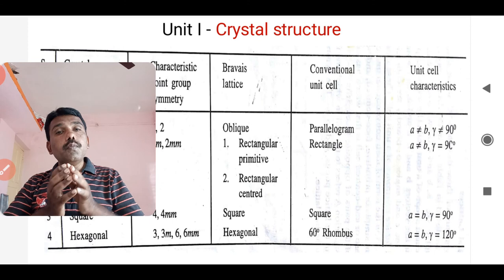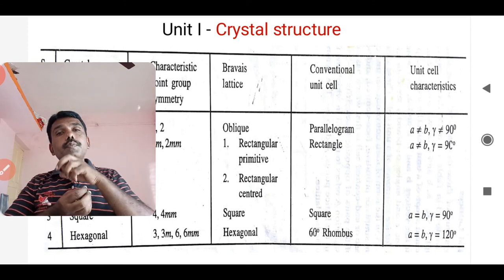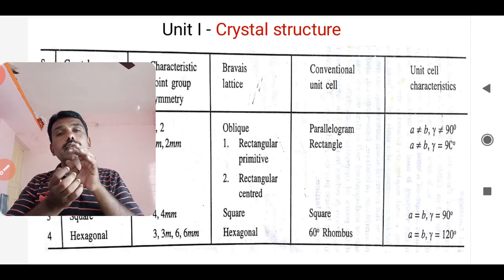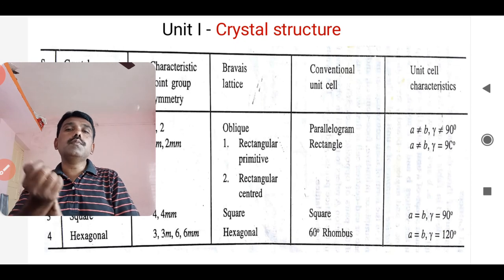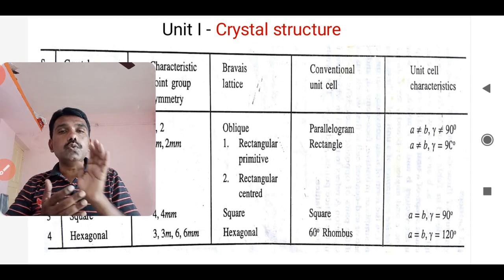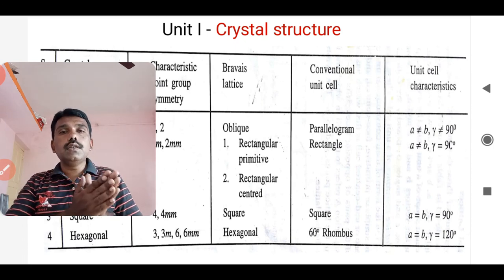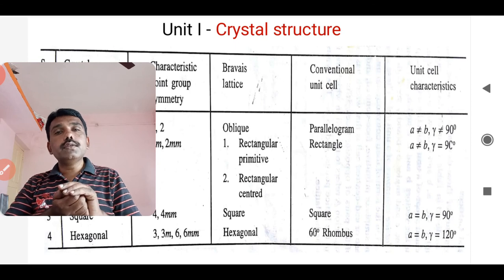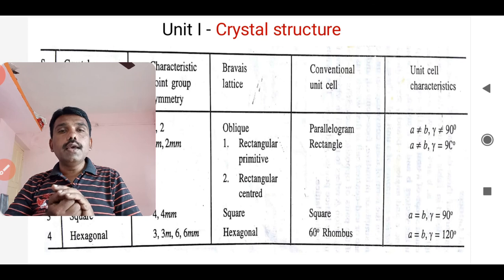Again, the group of operations that leave a point fixed, following the symmetry at that point, is called a point group, in both the 2-dimensional and 3-dimensional cases. In the 2-dimensional case, there are 10 point groups possible. In the 3-dimensional case, there are 32 point groups possible.